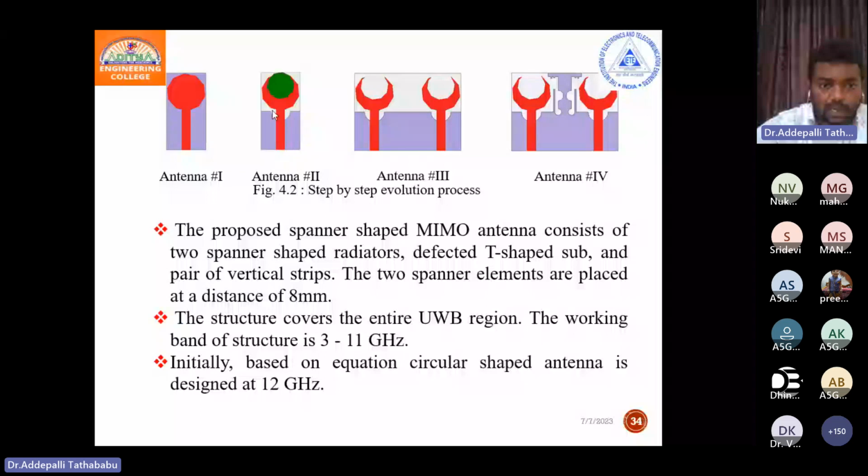So this one is the truncation, it gives the wider bandwidth, but this one also gives wider bandwidth. That's why I have taken partial ground with truncation. And this part is also removed. I got the ultra wide band. Now my work is extended to MIMO technology.